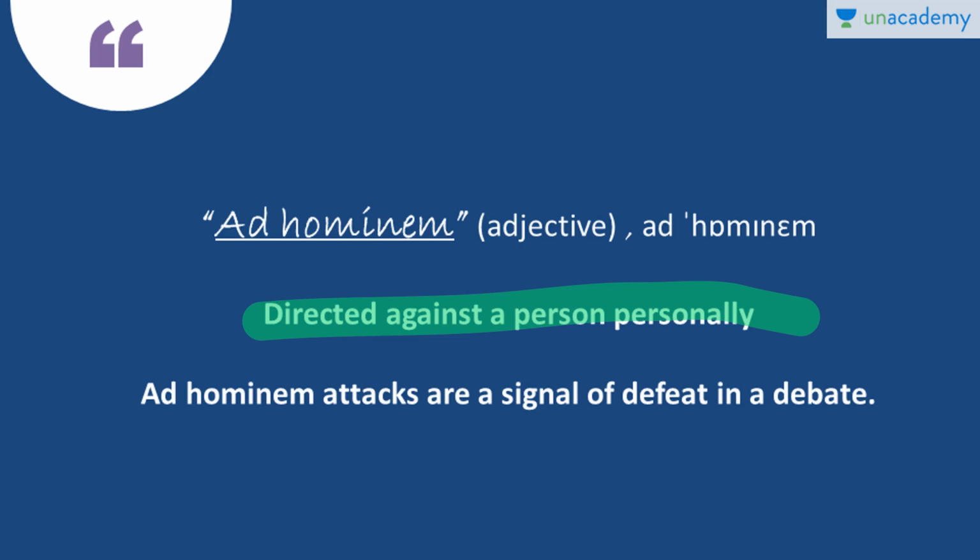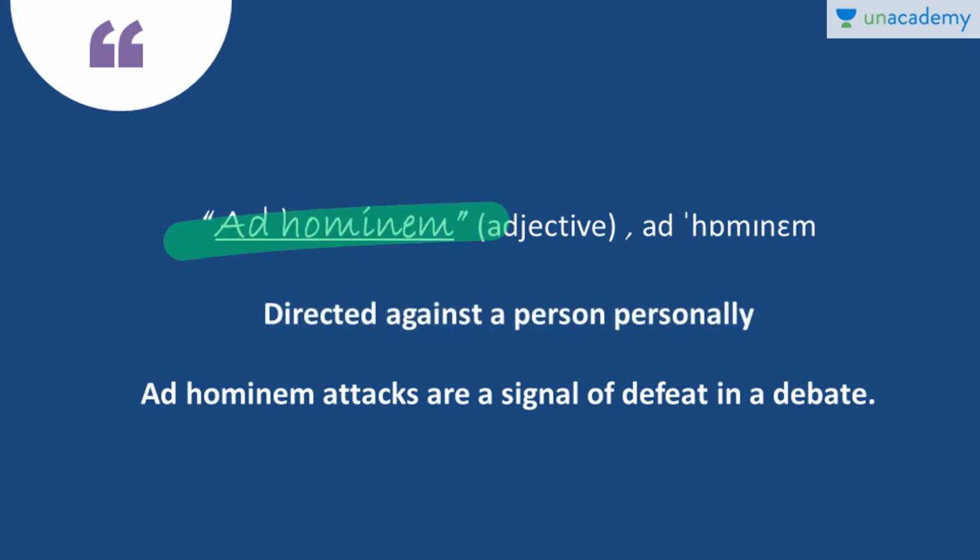They will just get away from the topic, and they will start making comments on the person who is sitting in front of them. That's how it goes. So that is what ad hominem is, when something is directed against a person personally. Instead of being professional, when the attacks are personal, someone is getting a bit personal towards someone. So that is what we actually mean by ad hominem.